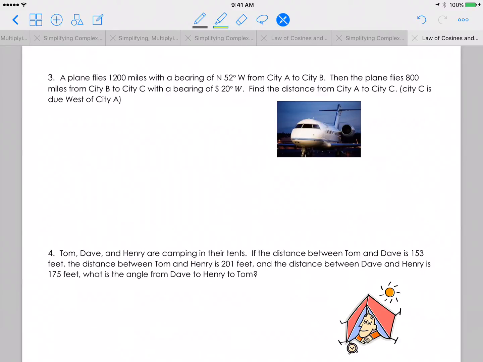Hey pre-calc, sorry I'm not there today. I have a sick baby at home, but I know that we have a test tomorrow, and wanted to make sure that you guys knew how to do number 3 and 4.